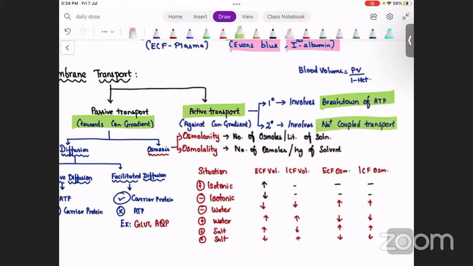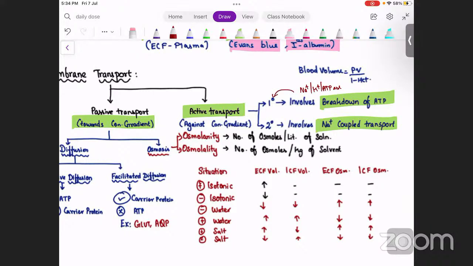coupled transport. One such classical example of your primary active transport is your sodium potassium ATPase. You know the pump called sodium potassium ATPase, right? It exchanges the sodium for the potassium by breaking down the ATP. Yes or no? 3:2 ratio. And that sodium potassium ATPase is one of the classical examples of your primary active transport.